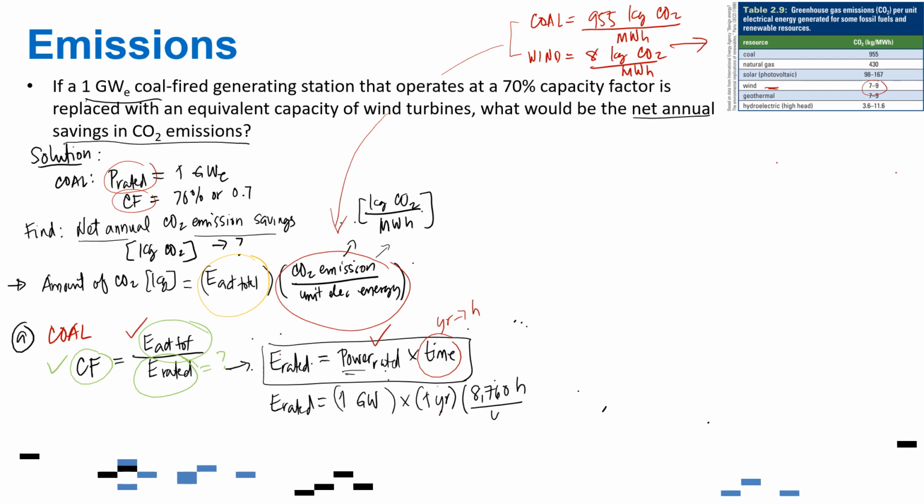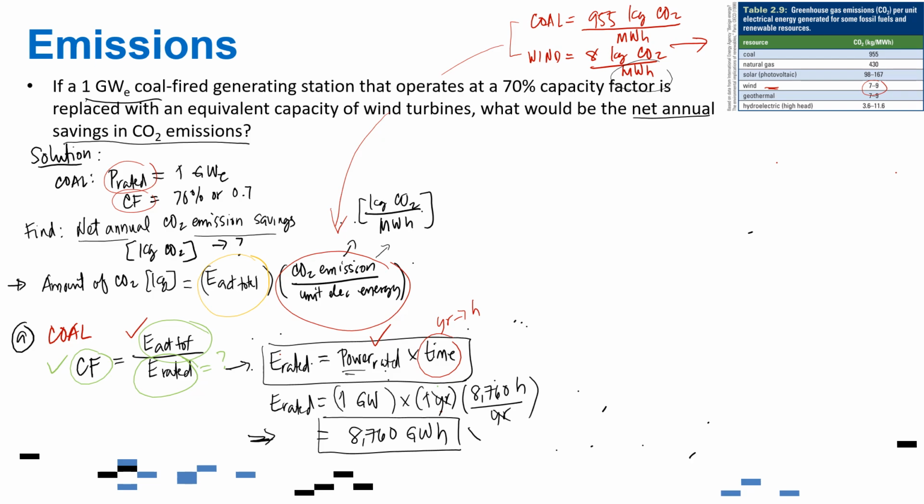8,760 hours per year. So cancel, cancel. So you get 8,760 gigawatt hours. So now we get the rated energy. But since our unit in the emission is in megawatt hour, you can see on the upper right hand, we need to convert this into megawatt hour.